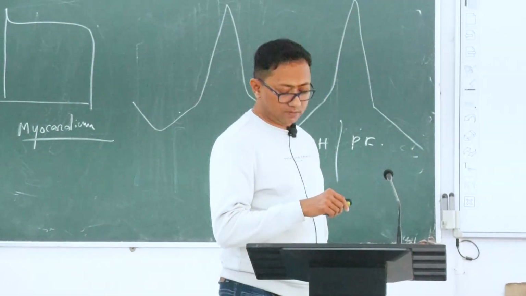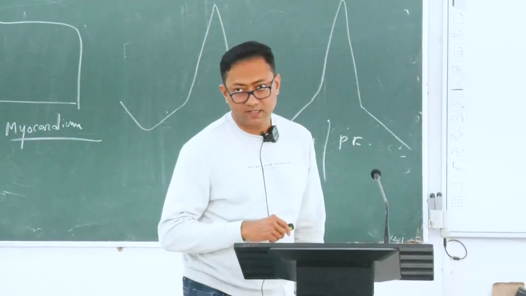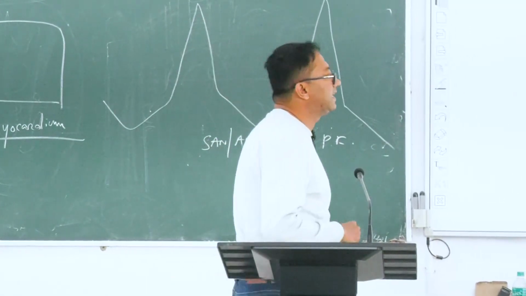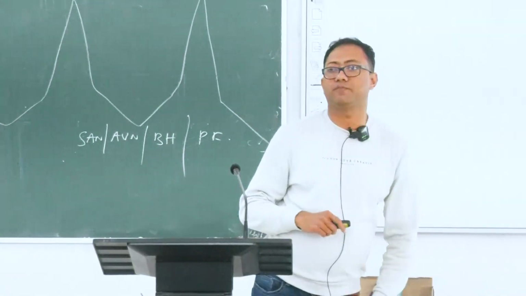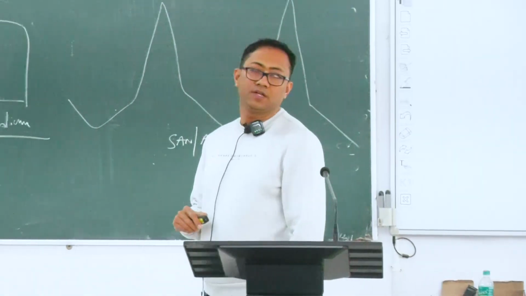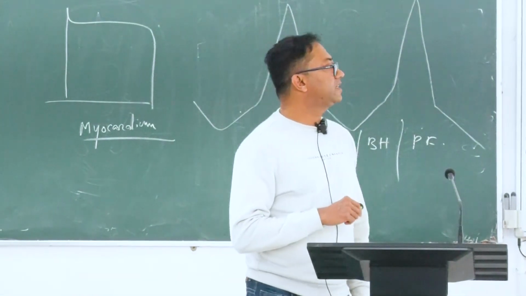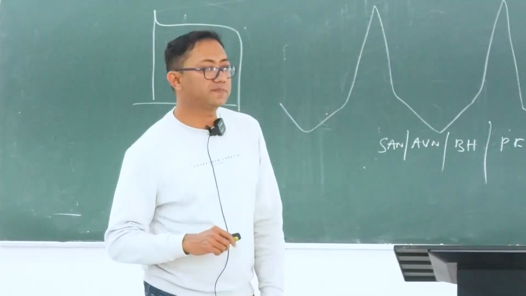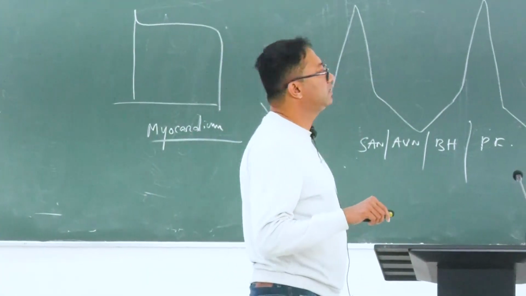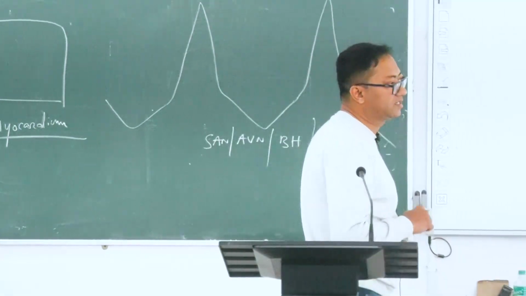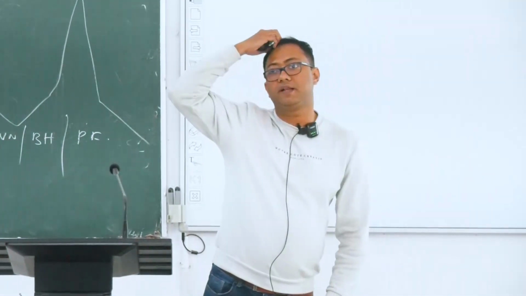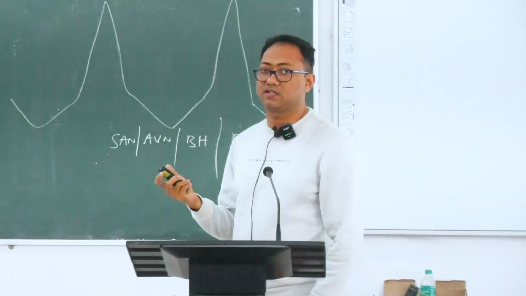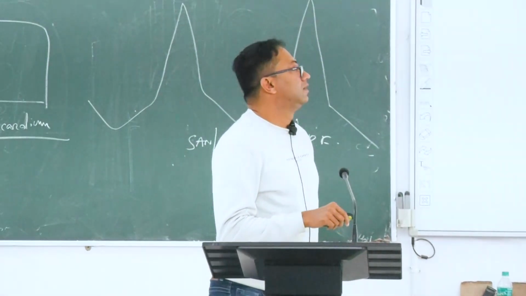Point S, or not a point, the segment S. The segment S is called the slope of diastolic potential, right? So one is the deepest point, which is the maximum diastolic potential, and the slope of the pacemaker potential is called the slope of diastolic potential, right?